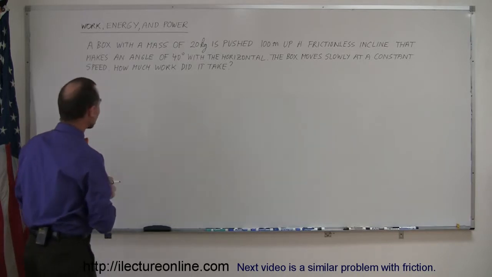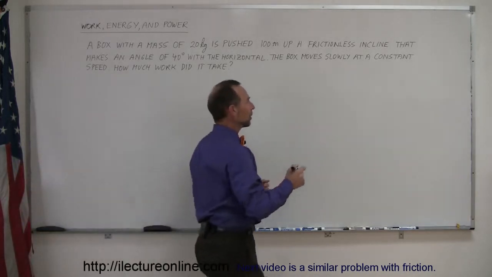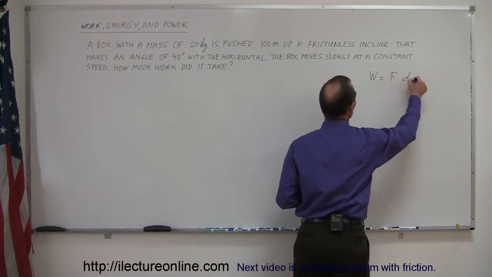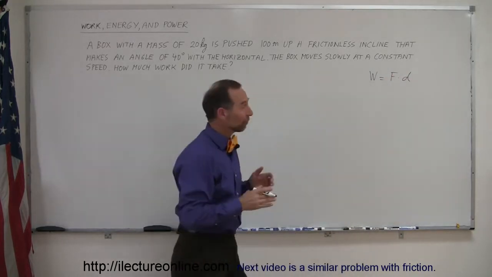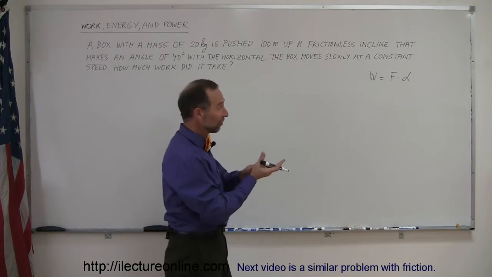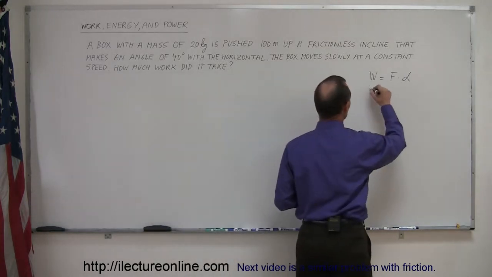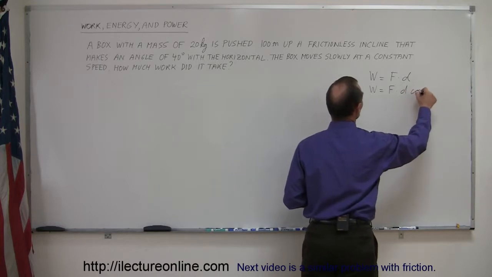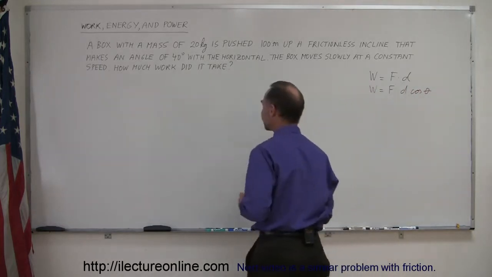The first way is going to use the concept of work done is equal to force times distance, and that's assuming again that the force and the displacement or distance is in the same direction. If not, we can say that the work done is equal to the force times the distance times the cosine of the angle between the two.